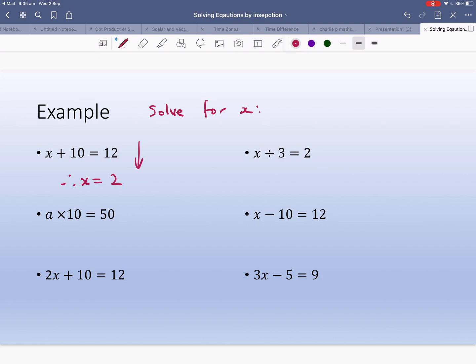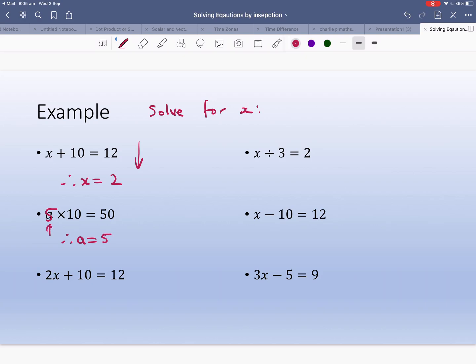Okay, a times 10 equals 50. What number times 10 equals 50? Looks like it might be 5. So therefore, I'm going to put my equal sign underneath the equal sign, equals 5. Okay, because that's what a is.